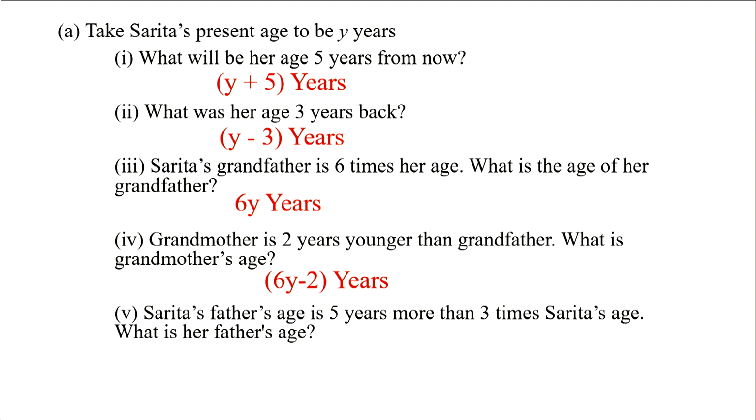Sarita's father's age is 5 years more than 3 times Sarita's age. What is her father's age? Yes, you are exactly correct. It is 3 into y plus 5 years, because Sarita's father's age is 5 years more than 3 times Sarita's age. Here we have considered Sarita's age as y years. 3 times Sarita's age means it is 3y, and 5 years more means it is 3y plus 5 years.